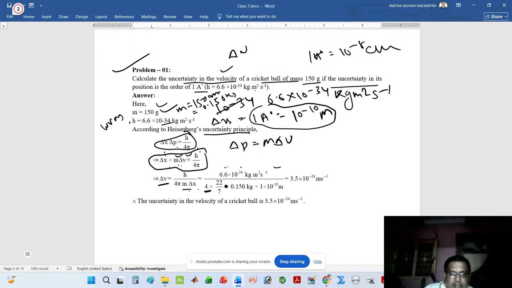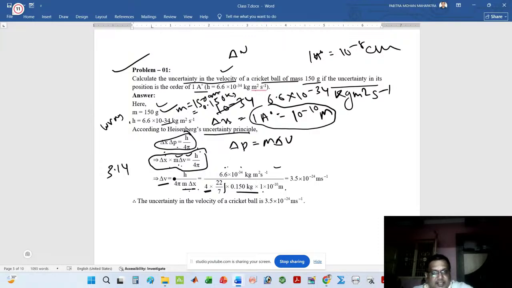Then the value of pi is equal to 22 by 7. You can also apply 3.14. Mass of ball is 0.15 kilogram. Next is your del x. Del x is the uncertainty in position, and the value is how much? 10 to the minus 10 meter. That means here I can write 1 into 10 to the minus 10 meter.